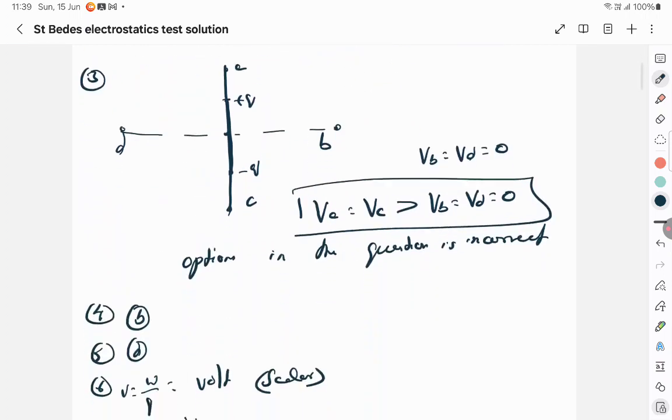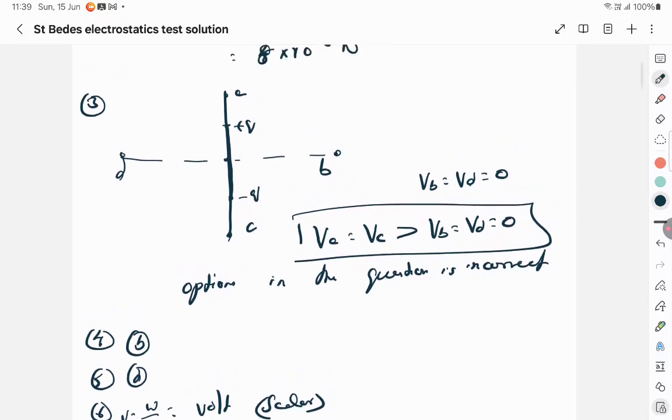Third question. 4 points A, B, C, D are set at equal distance from a dipole like this. The options given in the school paper are completely wrong. We all know that VD and VB are on the equipotential surface, the equatorial line of a dipole, so the potential will be 0. So VB is equal to VD. But A and C are the points on the axial line, and they have to be equal again. But such an option is not given in the question paper. So therefore, the teacher should give marks for this option being incorrect in St. Beats. Let's go to the fourth question.